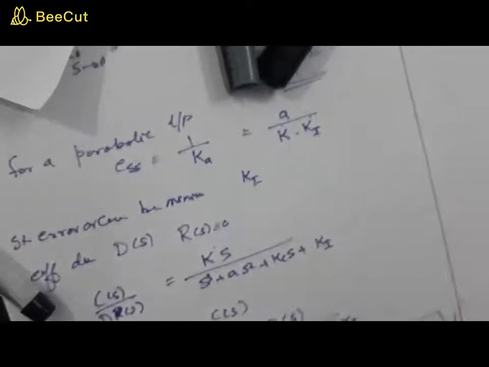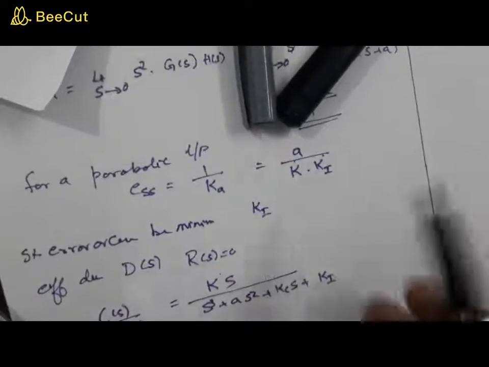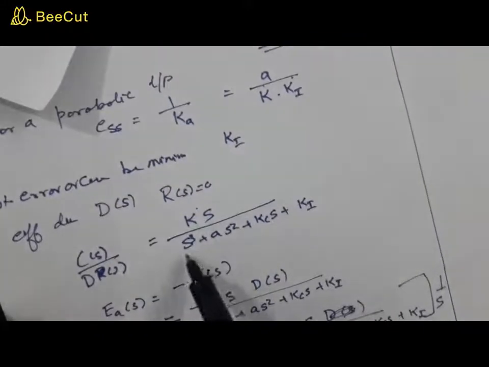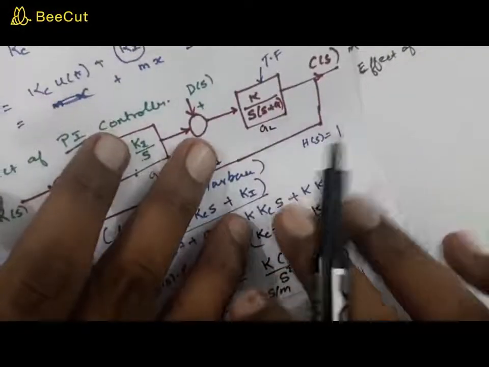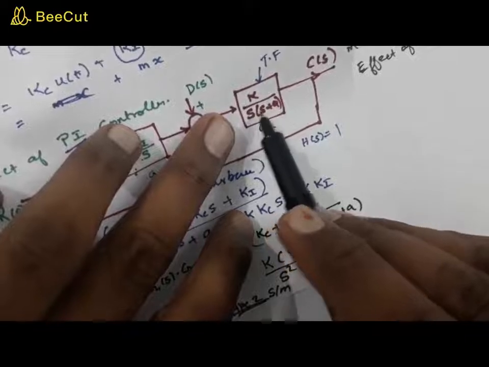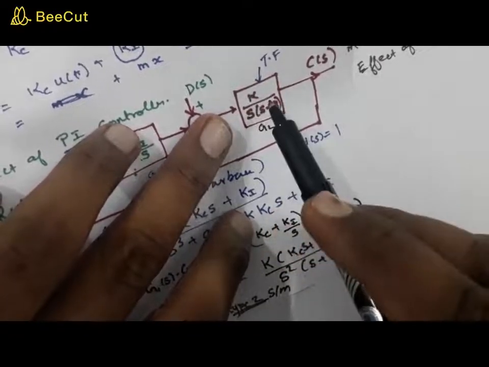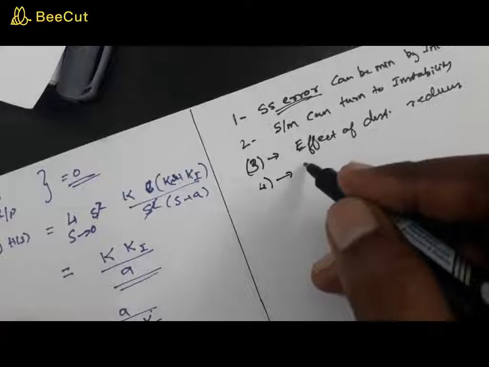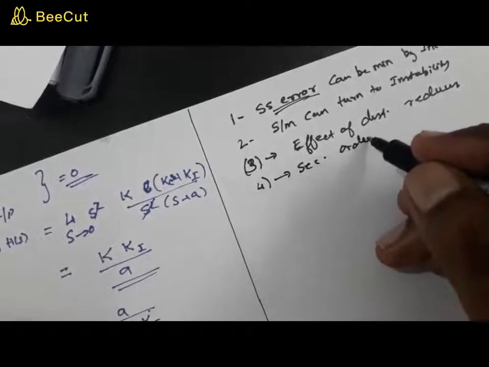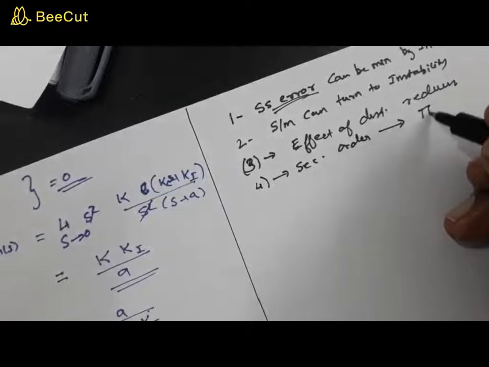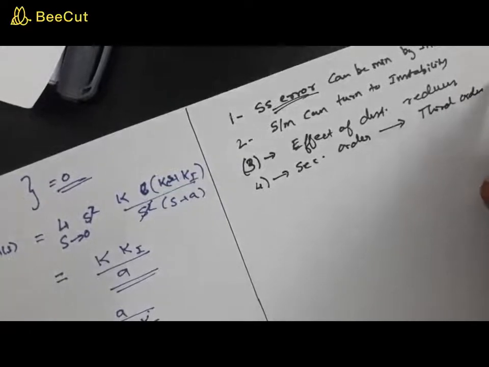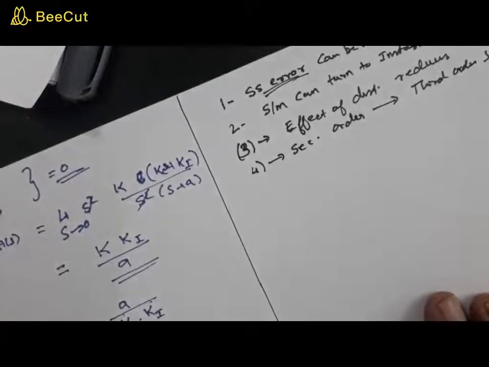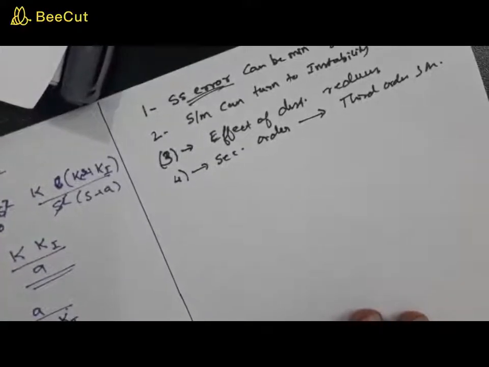Now another point we have noted is, on the introduction of this Ki, the characteristic equation becomes a third order equation. Actually, we started with a system which is a second order system, of the form s square plus as. So this is actually a second order system, but by the introduction of this integral, the second order system gets converted to a third order system. Okay, so these are the features of this PI controller.